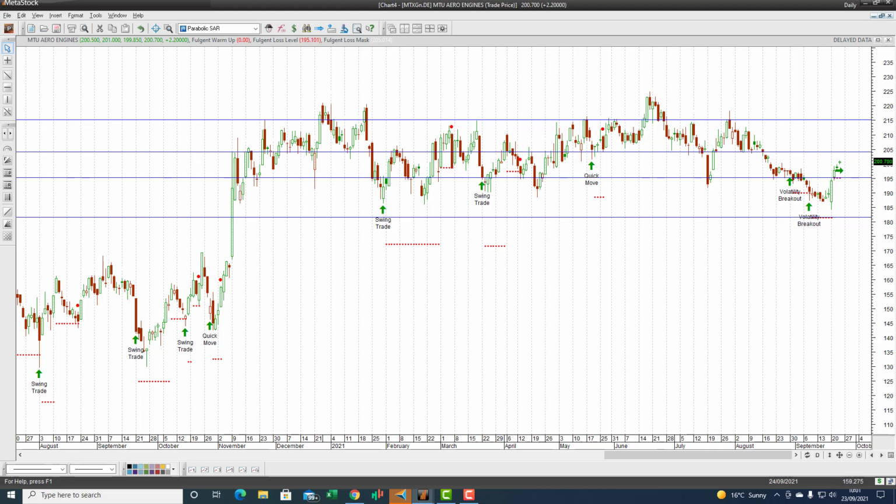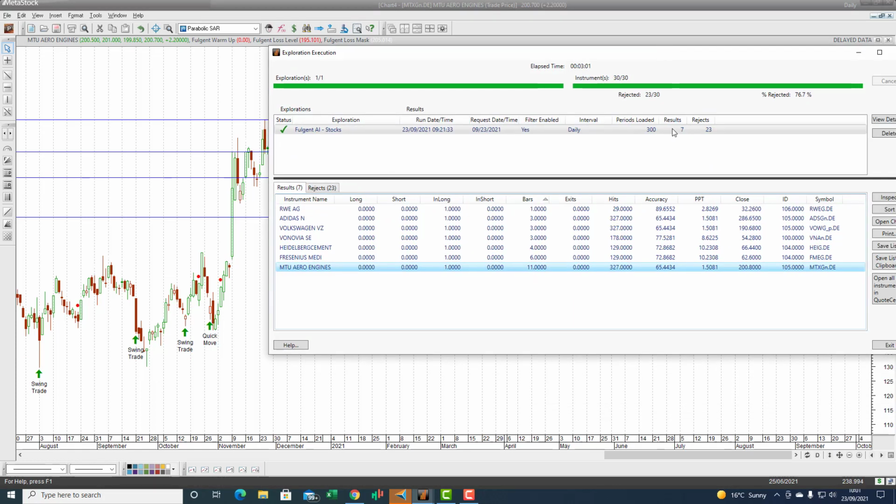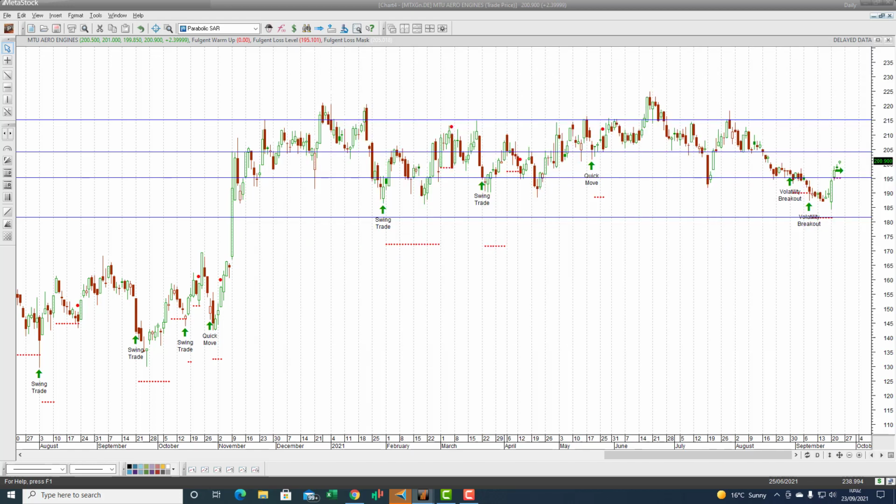Now, incidentally, on MTU, if I bring this back in the testing period, there were 327 occurrences where this particular setup occurred with 65% accuracy. The others are 72, 77. You can see Volkswagen, another 65%, and you've got your major market reversal AI there, and all these swing trades, volatility breakout ones, etc. So we do know that we are trading high probability trades.